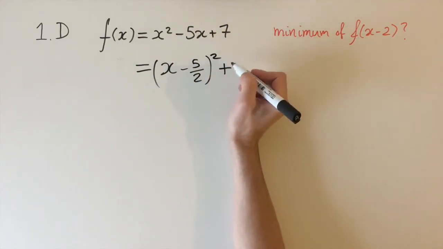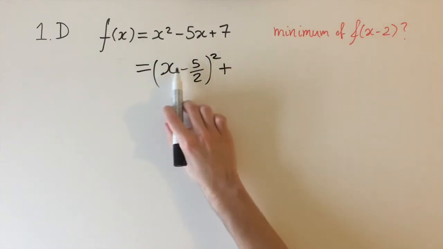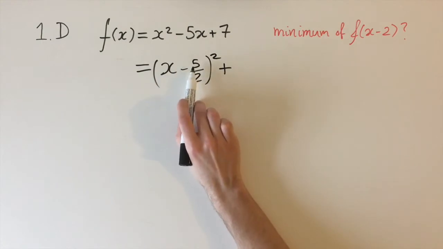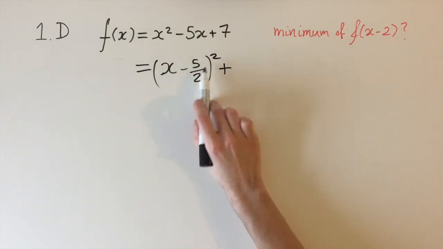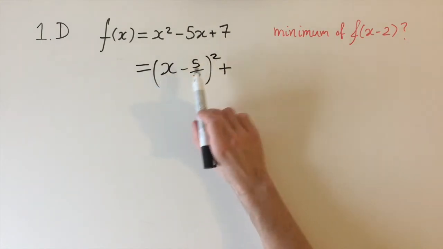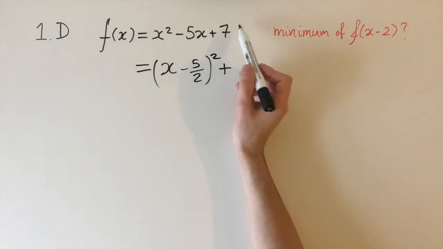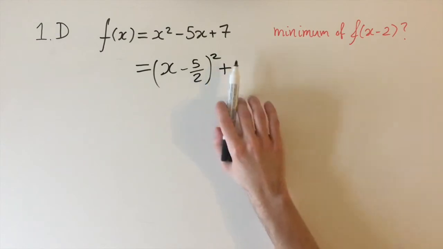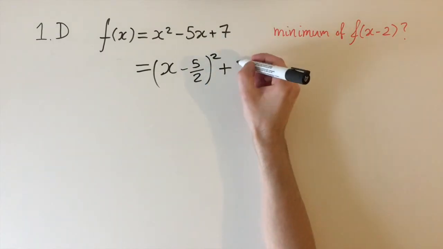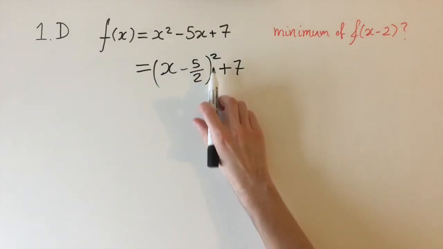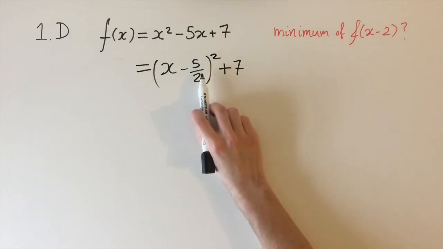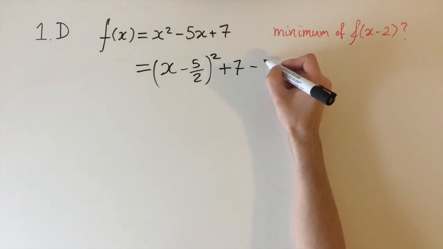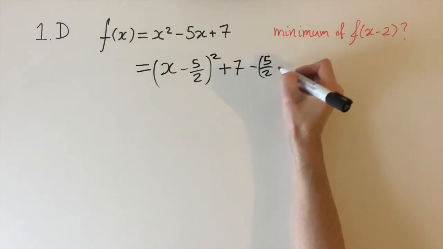And we square this. So let's think about expanding this. We'd have x squared, which gives us the first term. We'd have x times minus 5 over 2, and we'd also have minus 5 over 2 times x, which would give us the minus 5x. And then lastly, we just need to make sure the constant equals. So we're going to have the plus 7 from before, and then we need to subtract off this extra constant that we get here, which would just be this squared. So we need to subtract minus 5 over 2 squared.